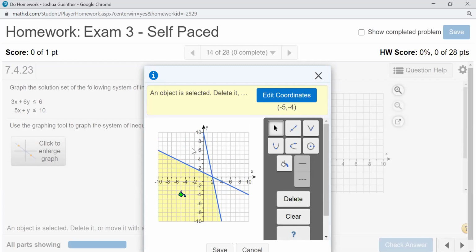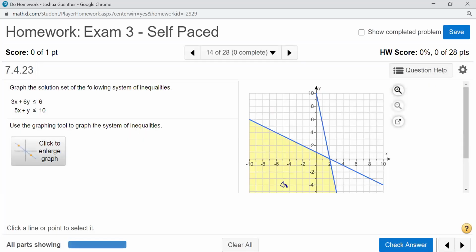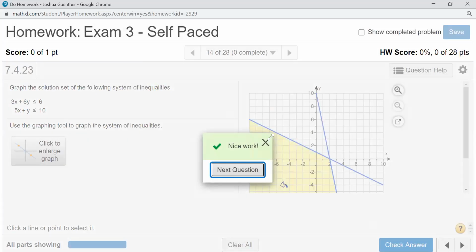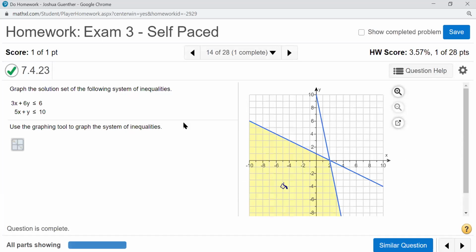I omit this region because it's true for one of the lines, but not the other. I omit this region because it's true for one of the lines, but not the other. I omit this region because it's true for neither line, but I shade this region because it's true for both lines. And there you go. Yay.